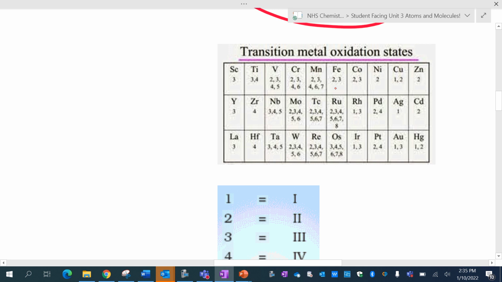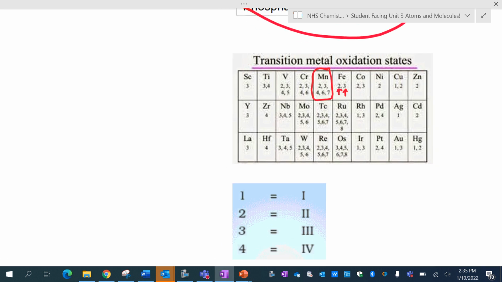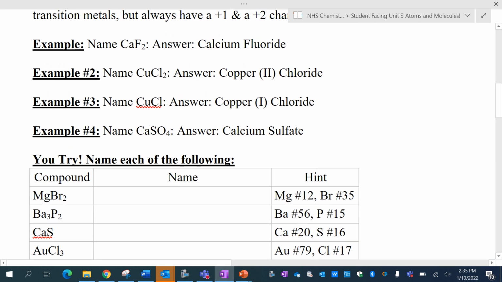So transition metals are tricky because, for example, Fe can sometimes be a +2 and it can sometimes be a +3. And look how crazy Mn is. It can sometimes be +2, sometimes +3, sometimes +4, sometimes +6, sometimes +7. So you have to specify which it is, and we'll see some examples of that.